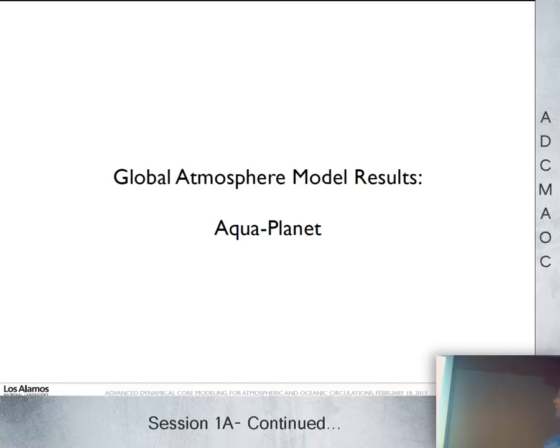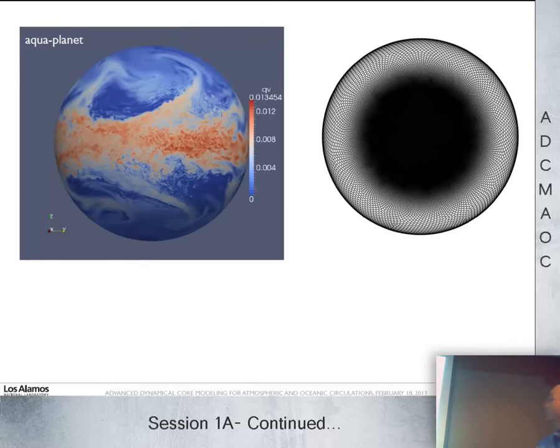So the first thing I want to talk about are these aquaplanet simulations. For those of you who might not be familiar with aquaplanet simulations, they're an idealization. So we have the sphere. We assume the entire sphere is covered with ocean, and furthermore, we make the sea surface temperature zonally symmetric. Here's a snapshot of an aquaplanet simulation, and then here's a bi-8 mesh.